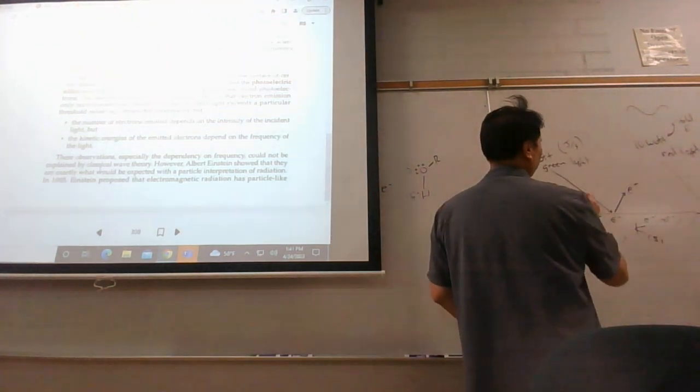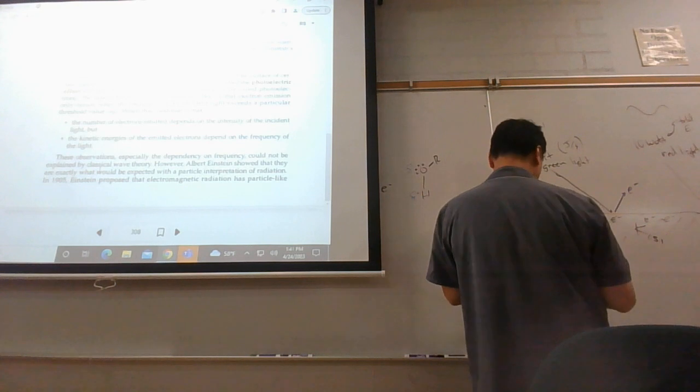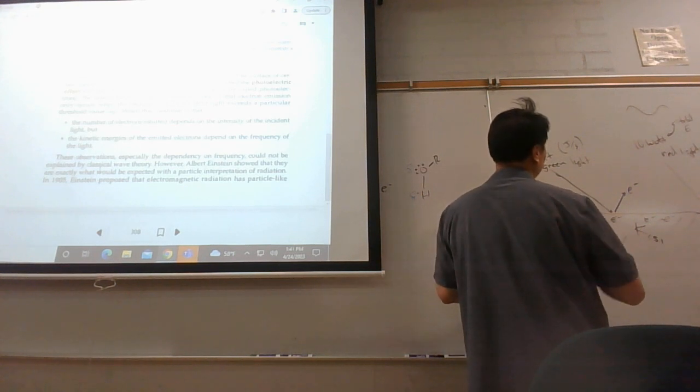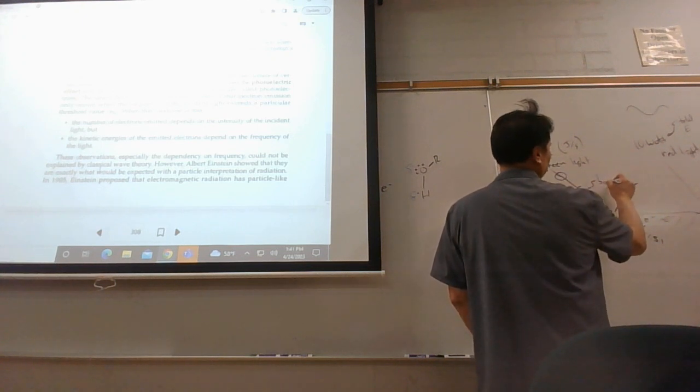However, over here, we would have something like bowling balls instead of ping pong balls. So these balls would pack a lot more punch. There'd be fewer of them, but these would be like bowling balls or bullets or something.